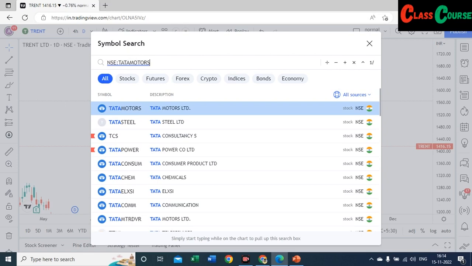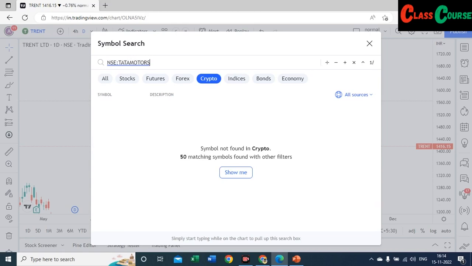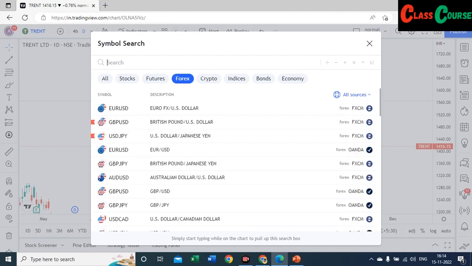If you want to look at the crypto market, we have everything over here. You can search cryptos, and there will be many cryptos over there. If you have any crypto charts, it might be BTC, it might be anything. You can search over there. If you want any forex chart, you can search over here. But what we are looking at in this market is the Indian stock market.